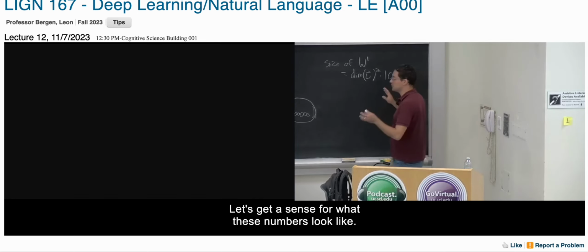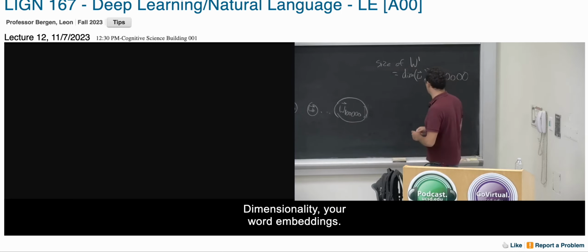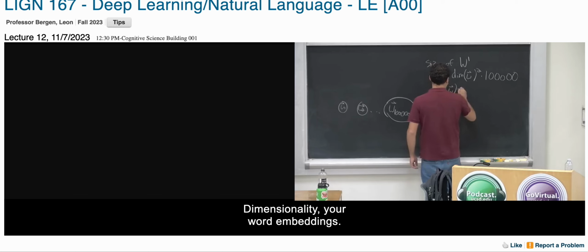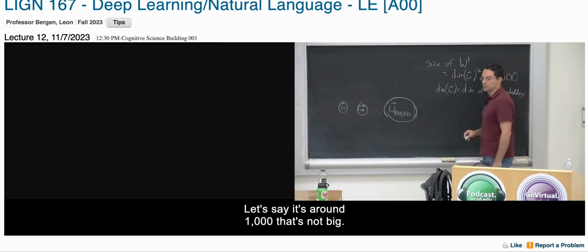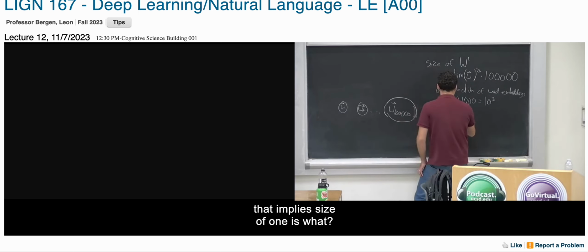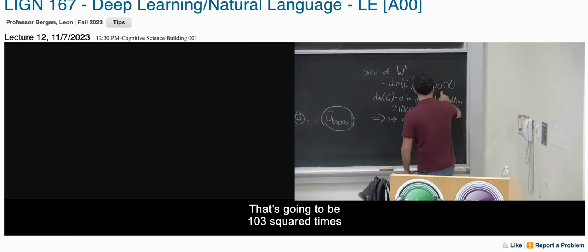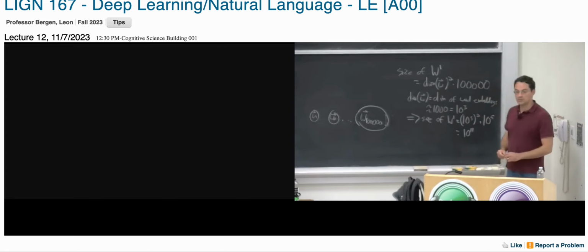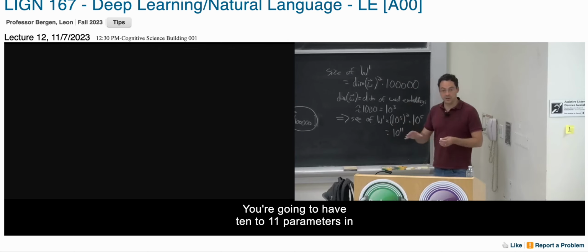And let's get a sense for what these numbers look like. People routinely use a small-ish model these days. The dimension of word embeddings, let's say it's around 1,000. That's not a big model. It's way smaller than GPT-4. So that's 10 to the 3. That implies the size of W1 is what? That's going to be 10 to the 3 squared times 100,000, which is 10 to the 5. So that's 10 to the 11. So this is for word embeddings that are not very large. You're going to have 10 to the 11 parameters in just this single weight matrix.